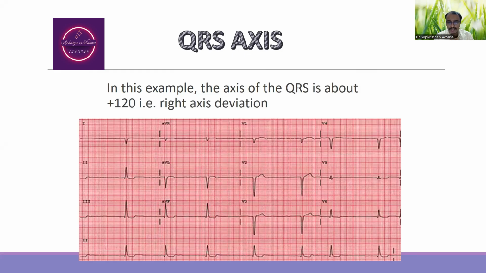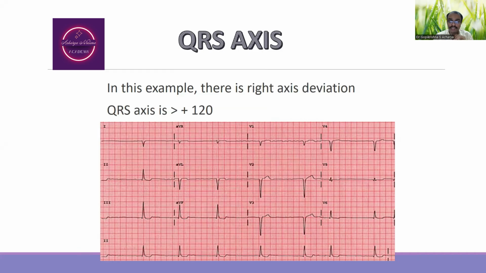In this particular example, electrical axis is plus 120. That is, it's a case of right axis deviation. So here AVR, we are going to say, is having minimum deflection. Based on that, the position of lead AVR is -150. Hence, as lead 3 is having prominent positive deflection, perpendicular to that, the value will be plus 120. It's a case of right axis deviation. Again, it's a case of right axis deviation.